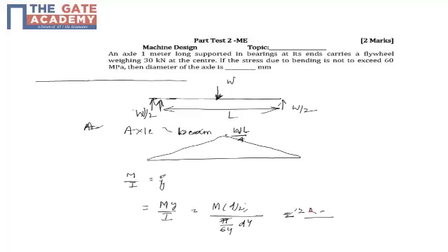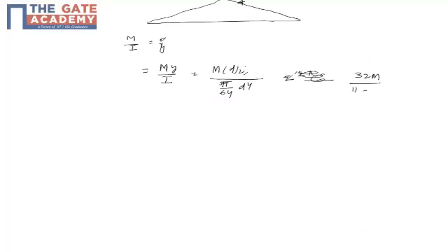So this comes to be 32M by pi d cube. This is the formula for the stress. We have a limit for this stress, which is 60 MPa, so 32M by pi d cube has to be less than 60 MPa.